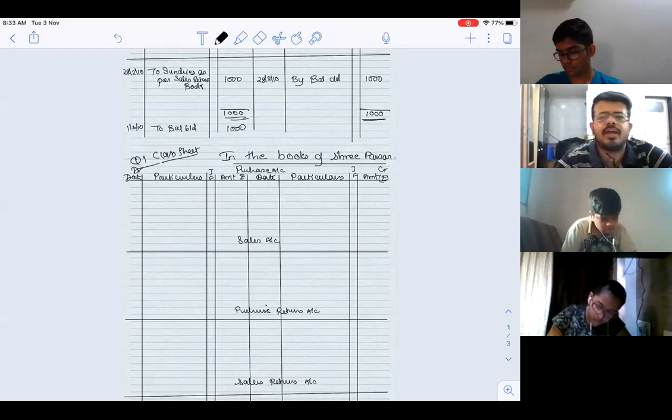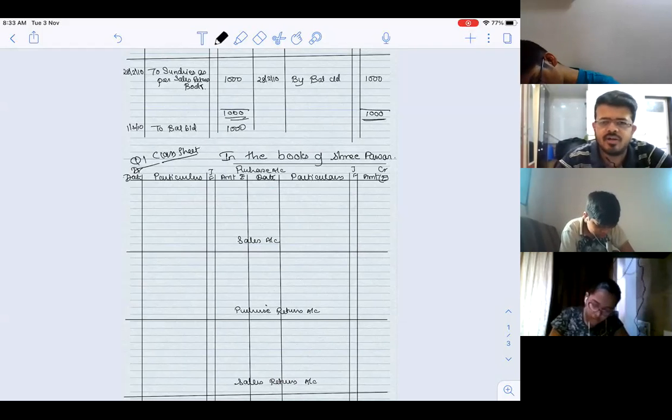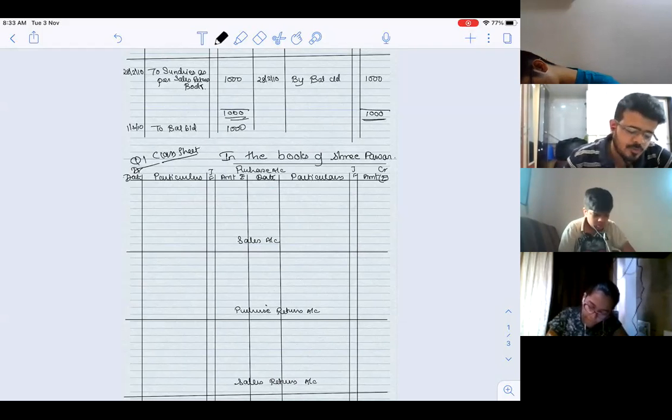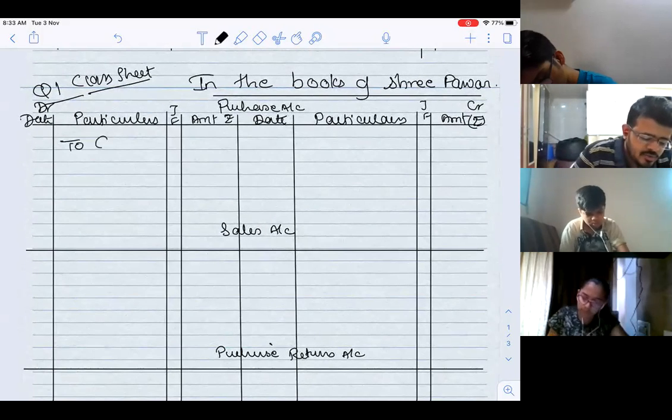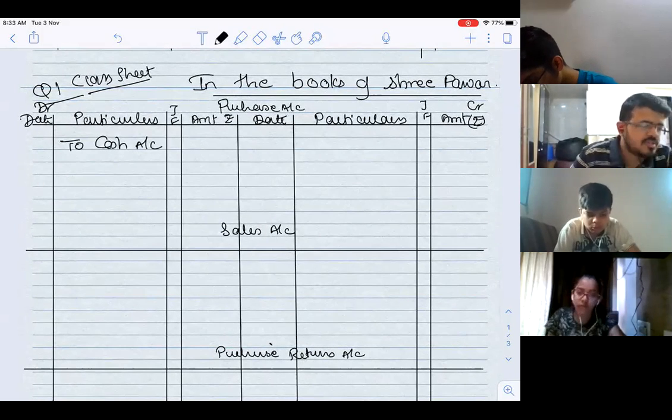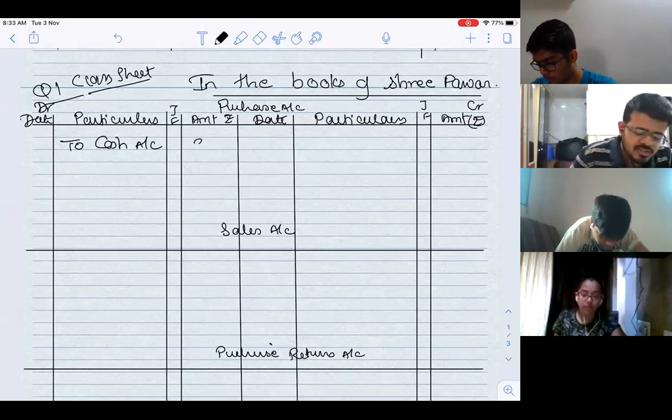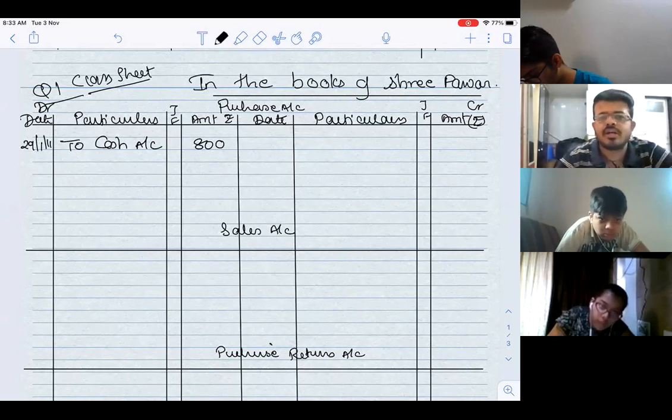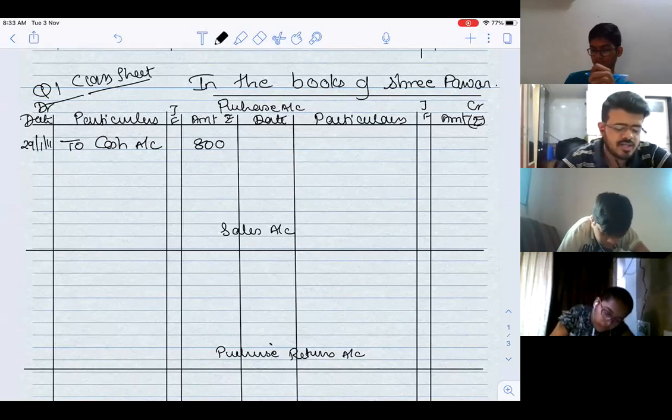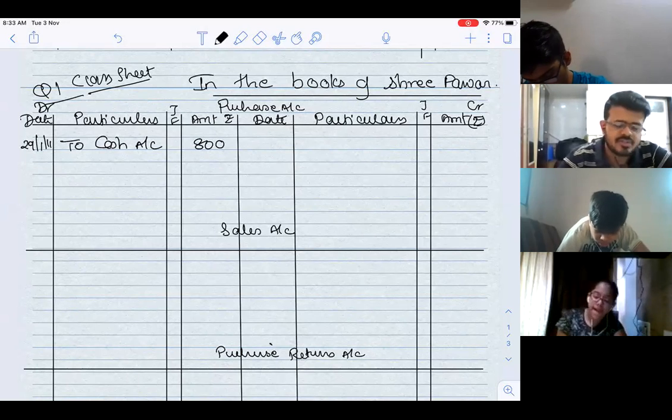What is the journal entry for cash purchase, guys? Purchase account debit to cash account, right? So its posting you have to do normally. On the debit side of the purchase account, to cash account. All of you write down. Amount is 800. Date is 29th January 2011. Purchase account debit to cash account. So that is normal. We are not showing the cash account, so in purchase it is to cash.